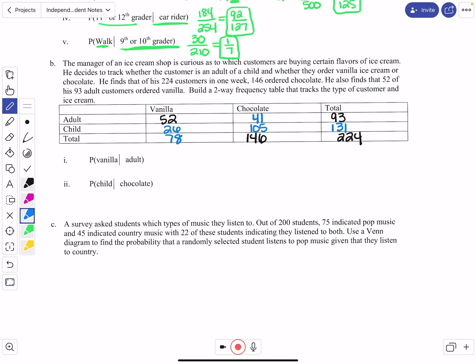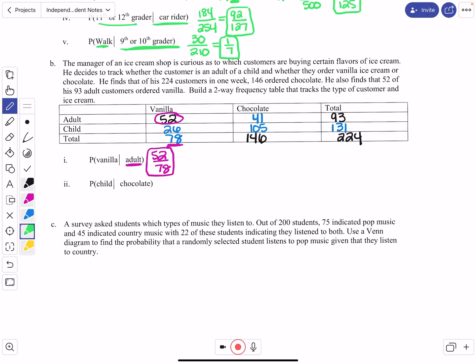Okay, so now I'm ready to answer my questions. So, probability that we get vanilla given that we are adults. So remember, adult, I go to my adult here, 78 is going to be my bottom number. And then the vanilla, the 52, is what goes on top. And that fraction doesn't reduce. So that's my final answer for this one.